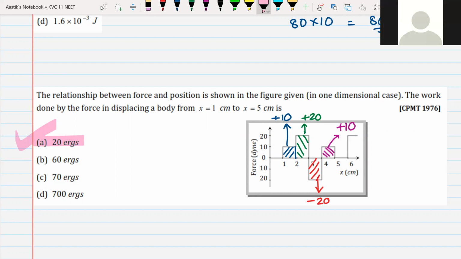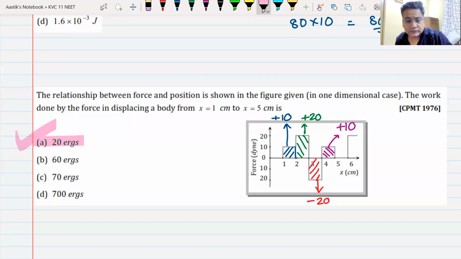Sir, can you explain again? What did you not understand, beta? Sir, I missed the class due to a network problem. You just have to find out the areas. Do you know how to find the area of a rectangle? Yes or no? Yes, sir. So for the blue one, I found the area of this rectangle: length into breadth. For the green one, I found the area of this rectangle. You can find the area of a rectangle, na? Length into breadth. Yes or no? Yes, sir. That is what I have done, beta.